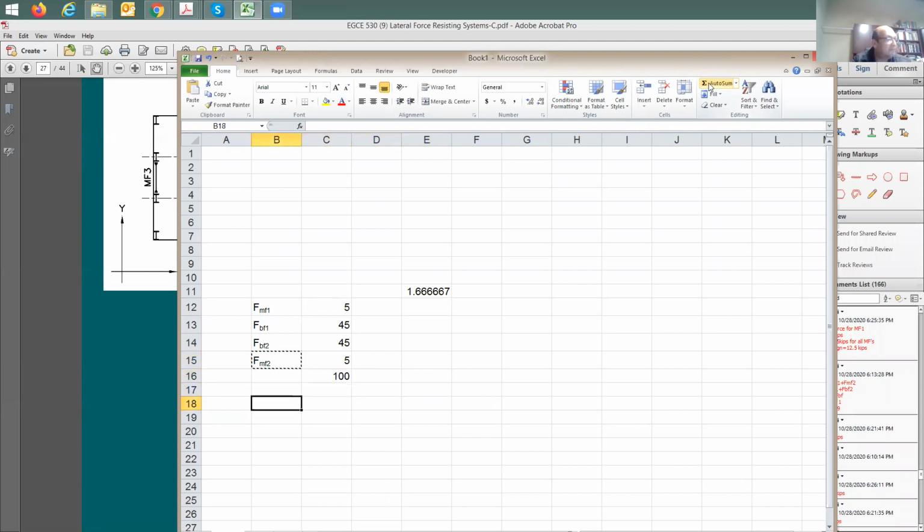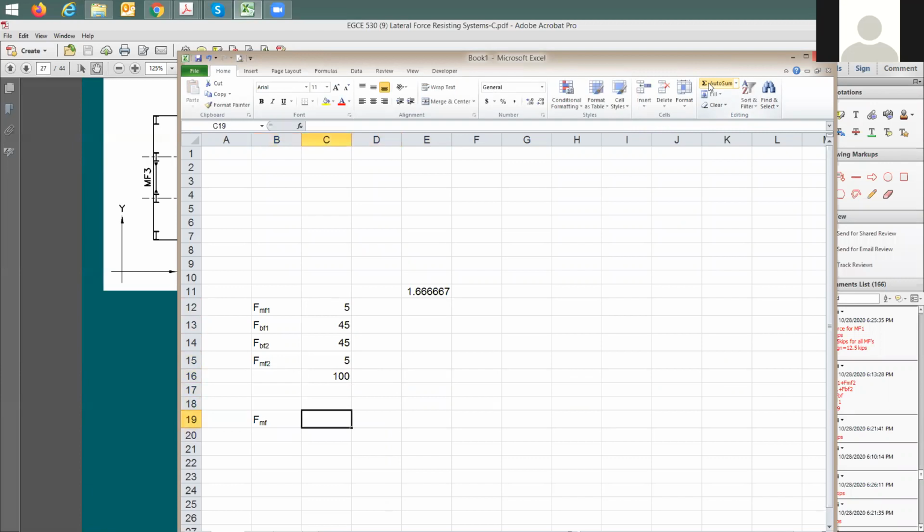In this case, the force in the moment frame is going to be at least 0.25 multiplied by 100. This is going to be the minimum, right? This is what I'd like to see. It means both of these two, I need to bring them up to 25 kips. Let's say here minimum.